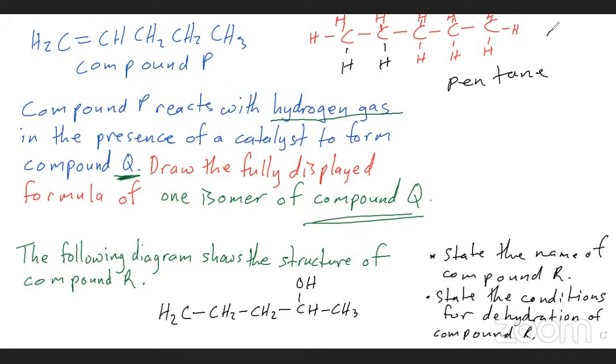They are not asking you for pentane. So pentane is compound Q. They say draw the fully displayed formula of one isomer of compound Q. So this is pentane, so tell me the name of one isomer of pentane. Anybody?